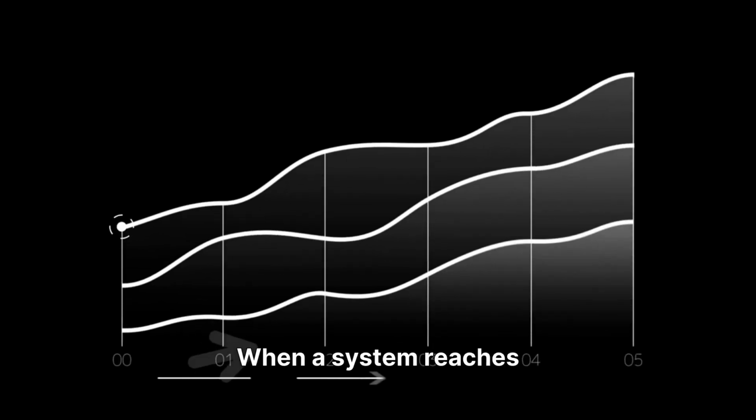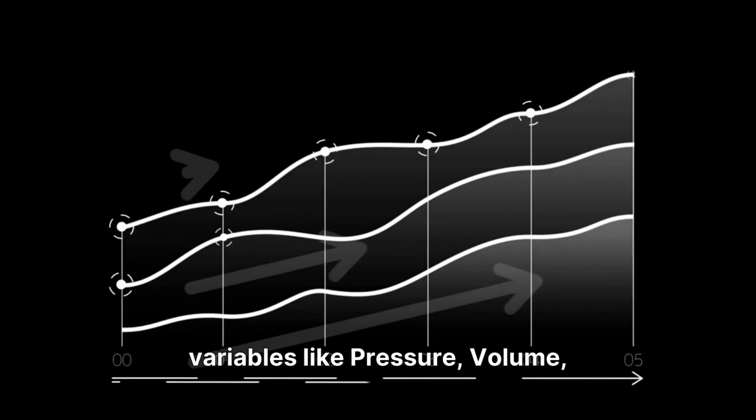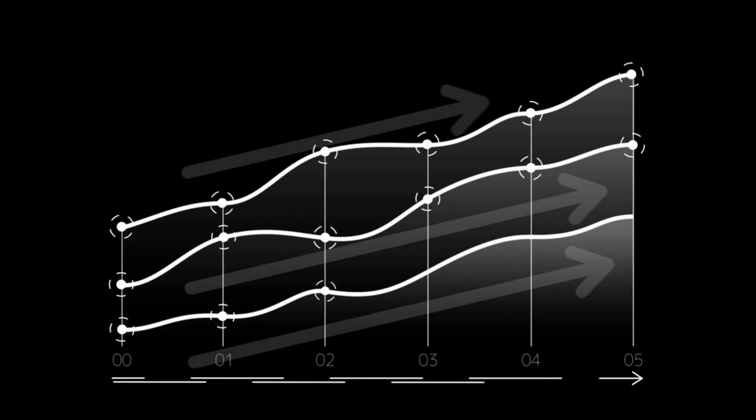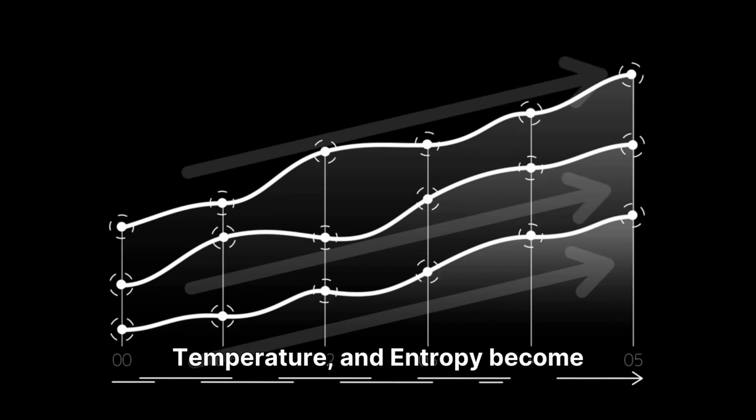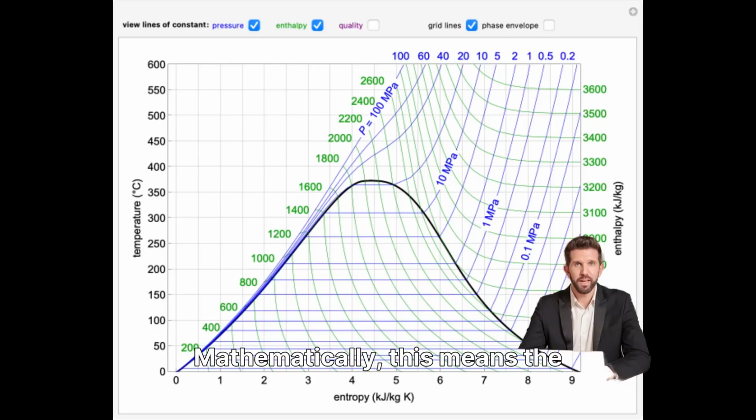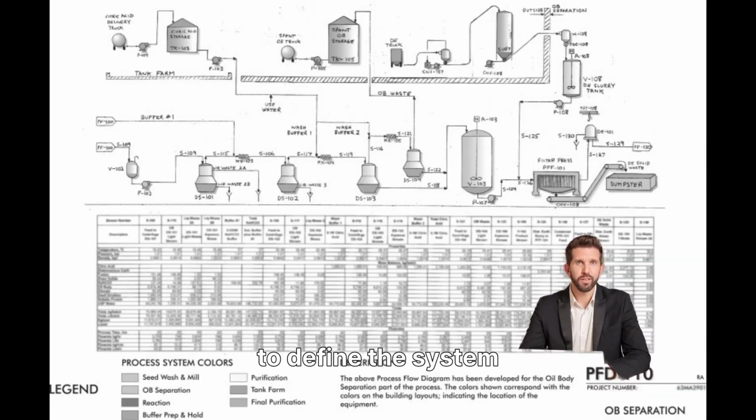When a system reaches equilibrium, all its state variables like pressure, volume, temperature, and entropy become constant over time. Mathematically, this means the derivatives of pressure, temperature, and volume with respect to time are all zero. This state allows engineers to define the system with a single set of properties, forming the foundation for property tables, charts, and cycles like the Carnot or Rankine cycle.